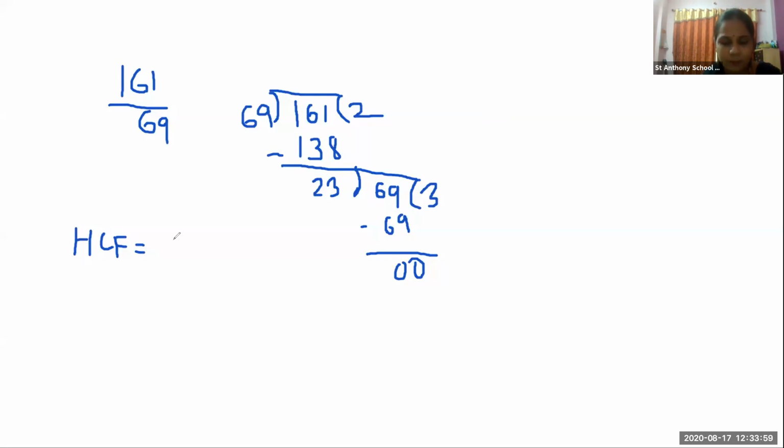It will be 23. So HCF is equal to what? 23, because by 23 only we get the answer 0, right? So HCF is equal to 23.